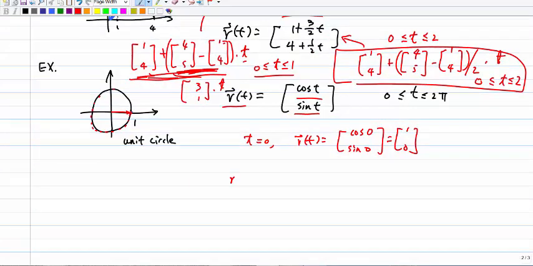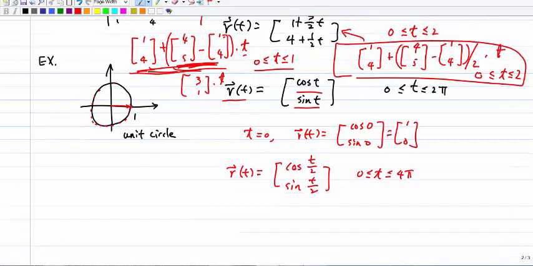You could also do r(t) equal to (cos(t/2), sin(t/2)). You say t is greater than 0 and less than 4 pi. That will be the same thing, also representing a circle. Okay, that's all I have.